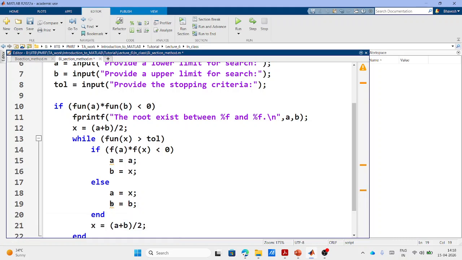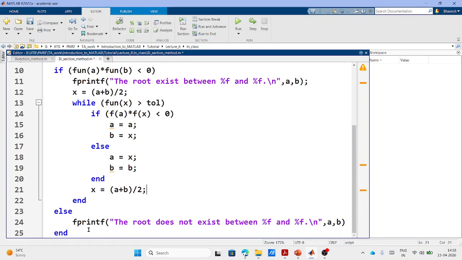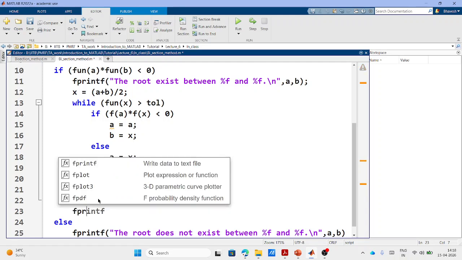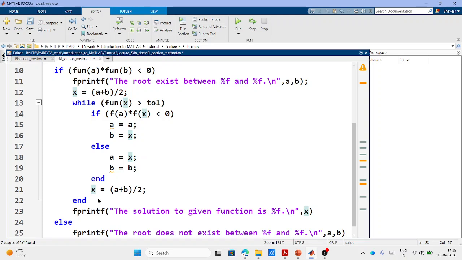So see, it's giving me a suggestion that the assignment of b and a is unnecessary, which is fine, but this is for our understanding. Now what I also want is that once this condition ends, I want to find the solution also, right? So I will write printf, the solution to given function is %f \n, comma x. Okay, this is my solution.